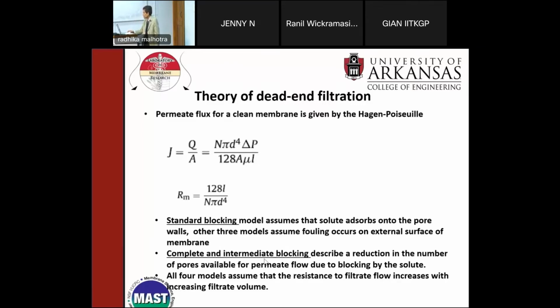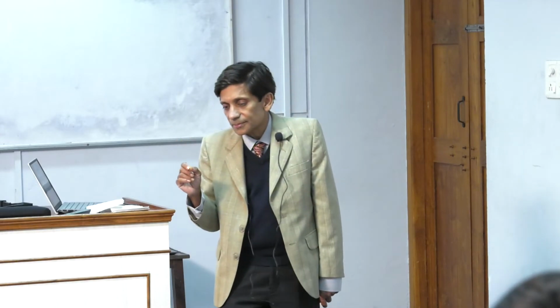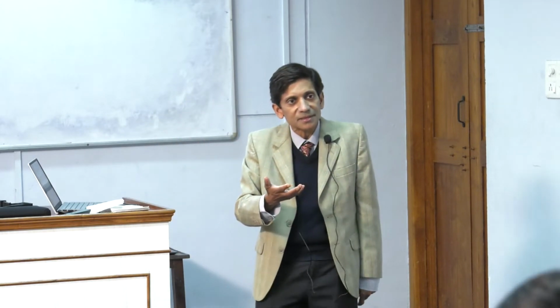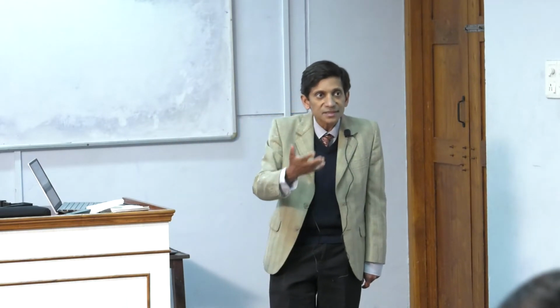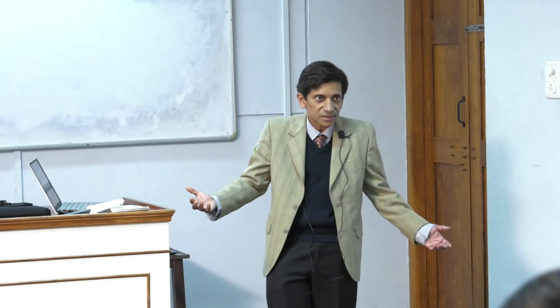We can have complete and intermediate blocking, which describe a reduction in the number of pores available for permeate flow due to blocking by the solute. And all flow blocking models assume that the resistance to filtrate flow increases with increasing filtrate volume. That's important. The resistance increases as you filter more material. Why? Because there's particulate matter in the material, so you're removing more and more of the particulate matter. So that's very important. The resistance increases the more you process. Okay?